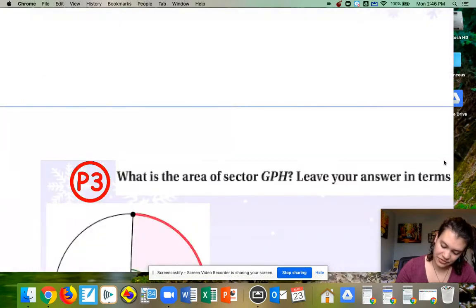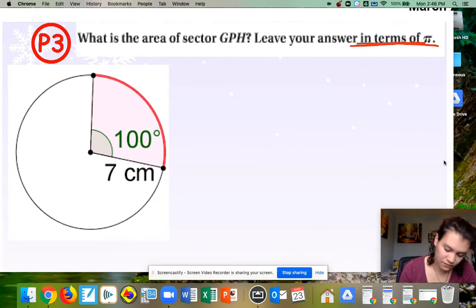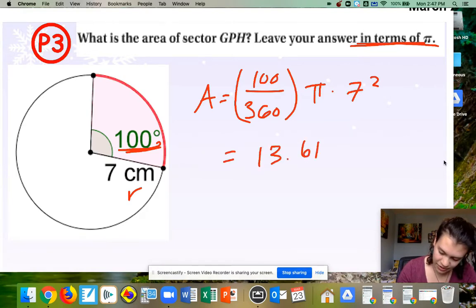The last example for this one. We want to find the area of the sector again, and again leave it in terms of pi. So here's our central angle and our radius. So you can take 100 divided by 360 times pi times 7 squared. And you should get 13.61 pi centimeters squared.